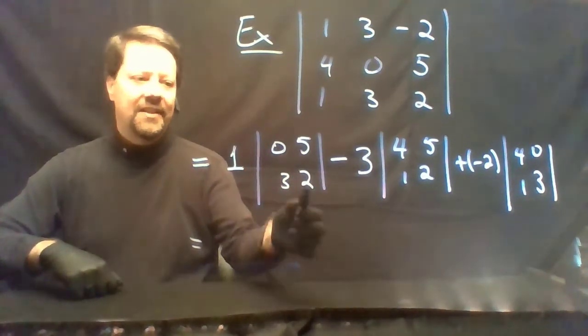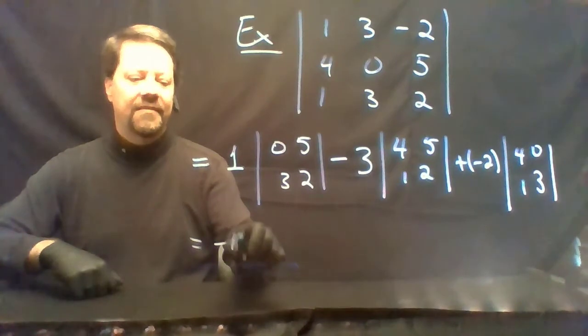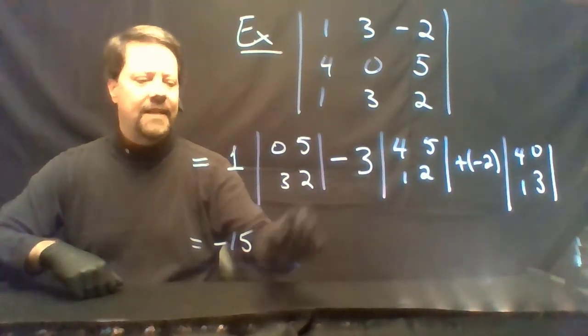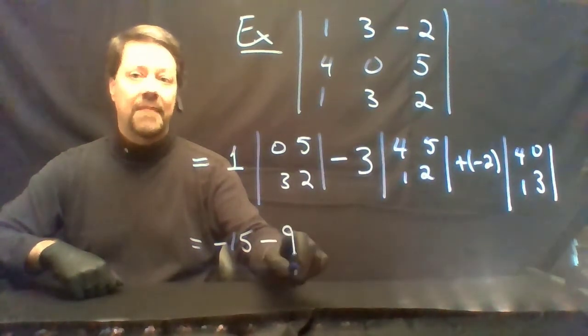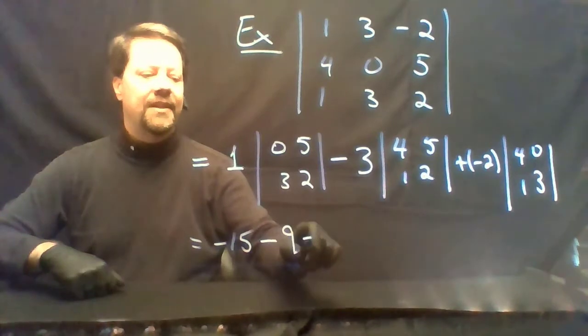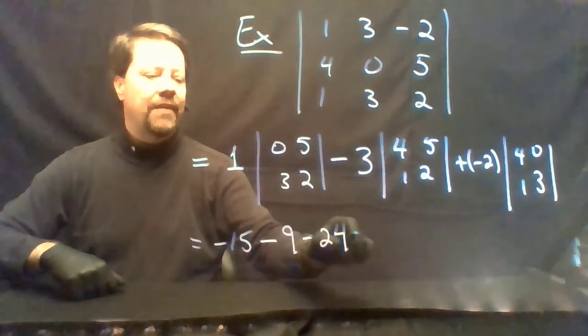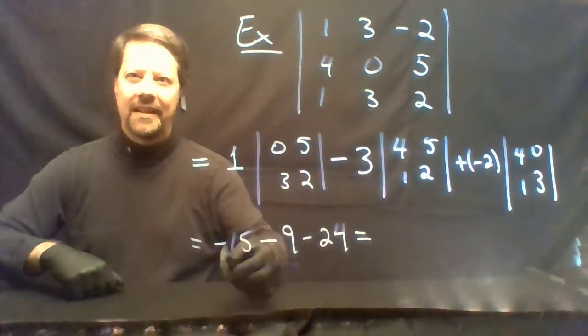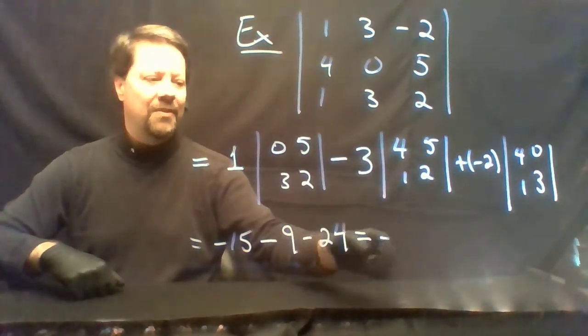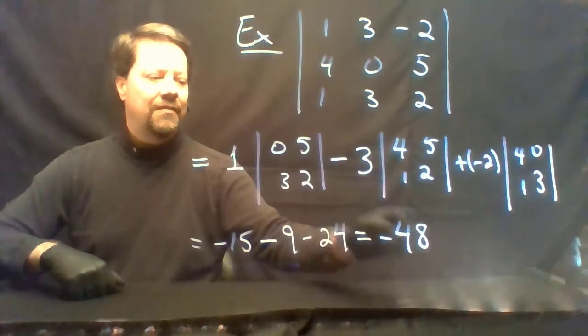We get minus 15. 8 minus 5 is 3, times negative 3 is minus 9. And then 12 times negative 2 is minus 24. Negative 15 minus 9 is minus 24. Minus 24 gives you minus 48.